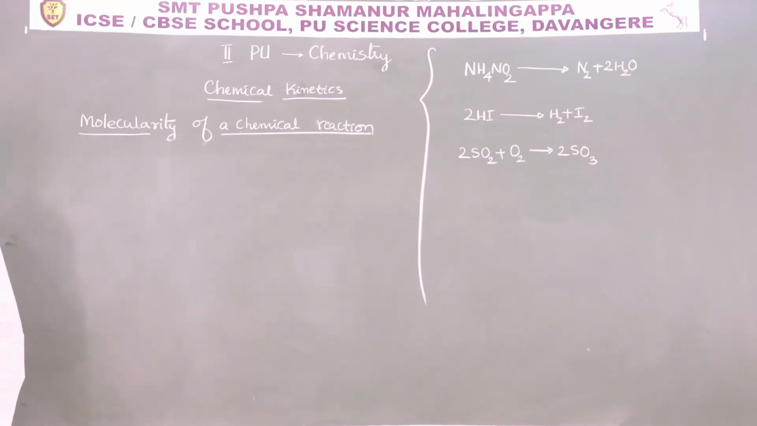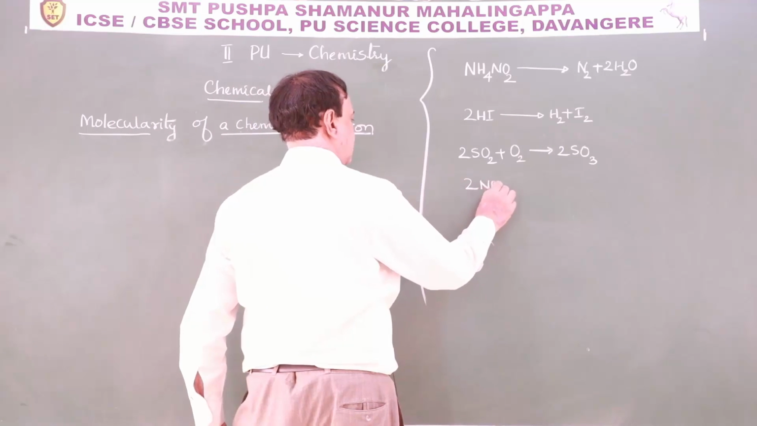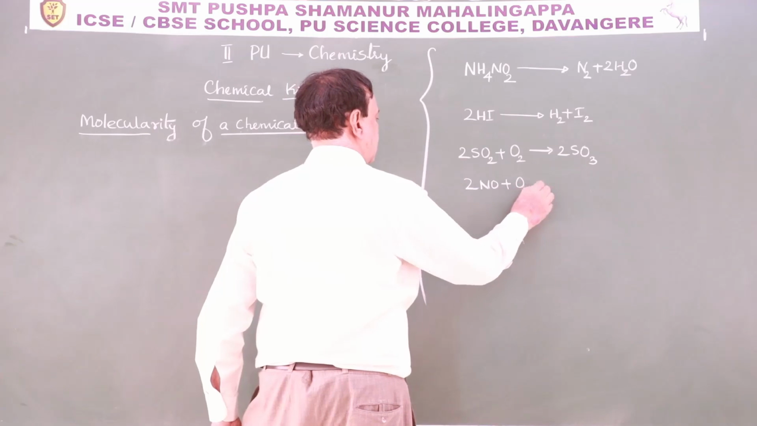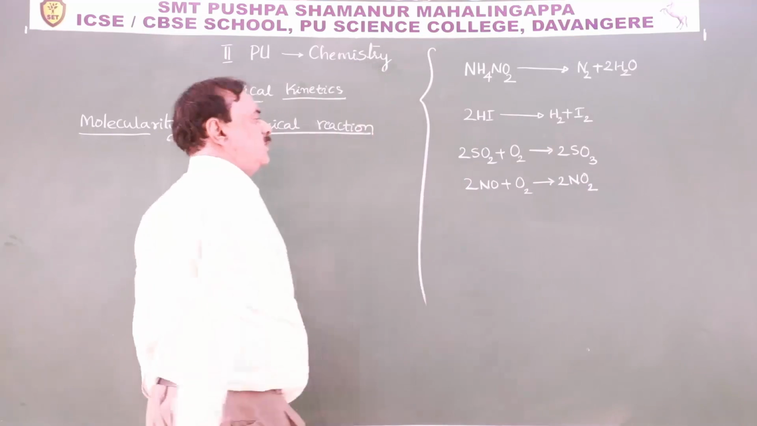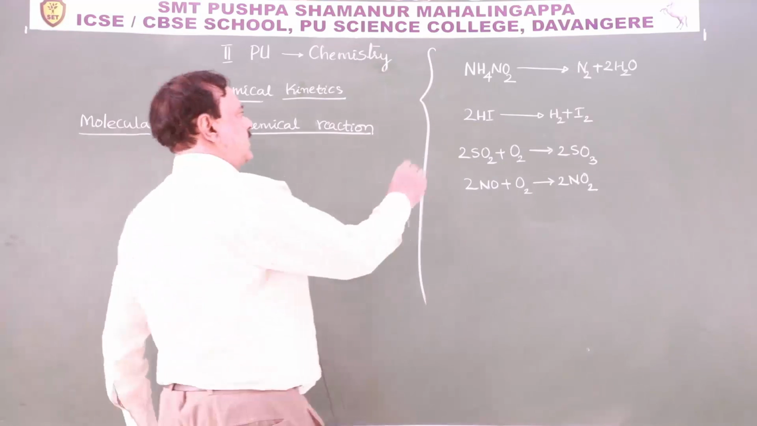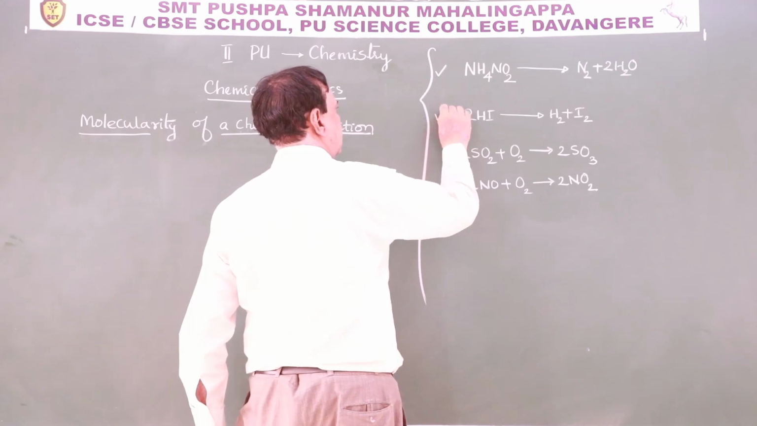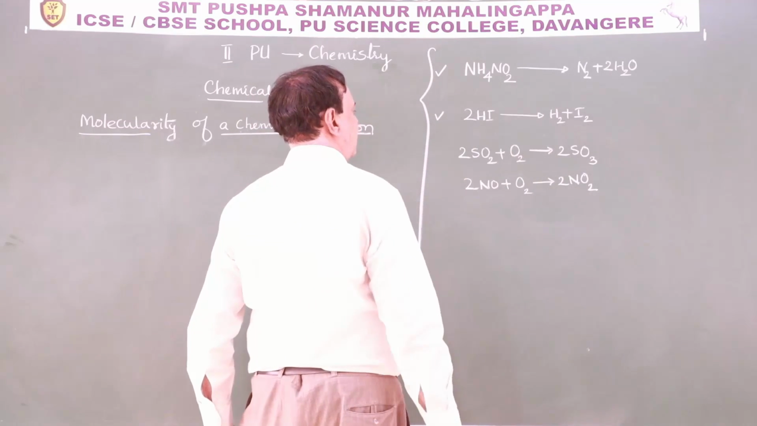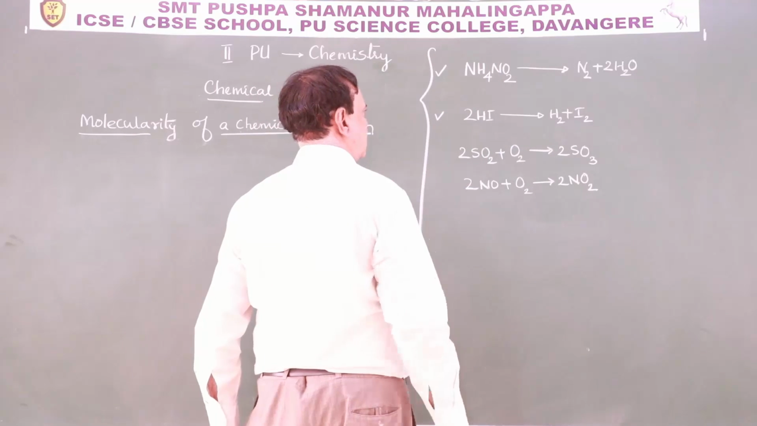Consider a few chemical reactions. Or 2NO plus O2, oxidation of nitric oxide: 2NO plus O2 gives 2NO2. Consider these reactions. Since each is a balanced chemical equation, the reaction is balanced. If it is not balanced, you have to balance the chemical equations.